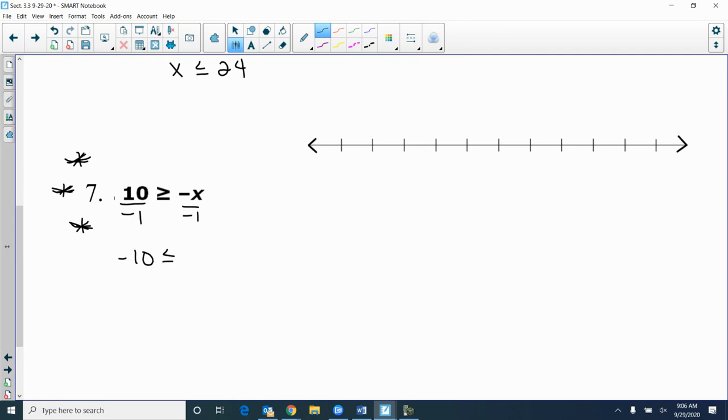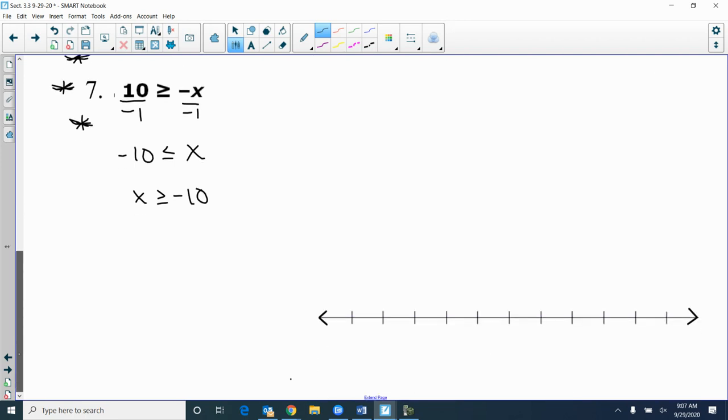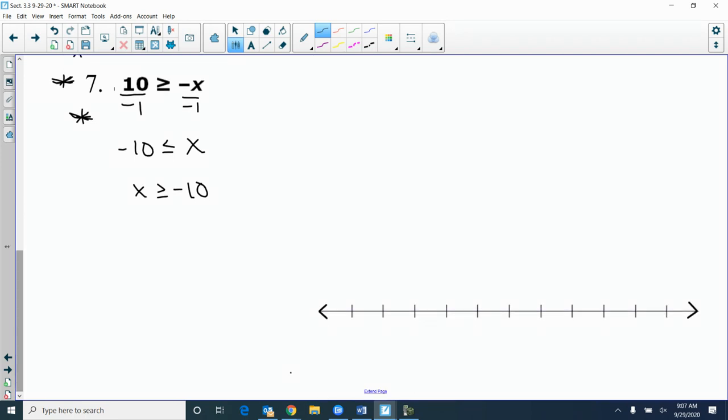This will reverse to less than or equal to, and then this is x. Do not keep it. The x needs to be first. X is greater than or equal to -10. So now I will graph this one. That's -10, -9, -8. And then greater than or equal to is a solid dot. Shaded to the right. Okay, solid dot shaded to the right.